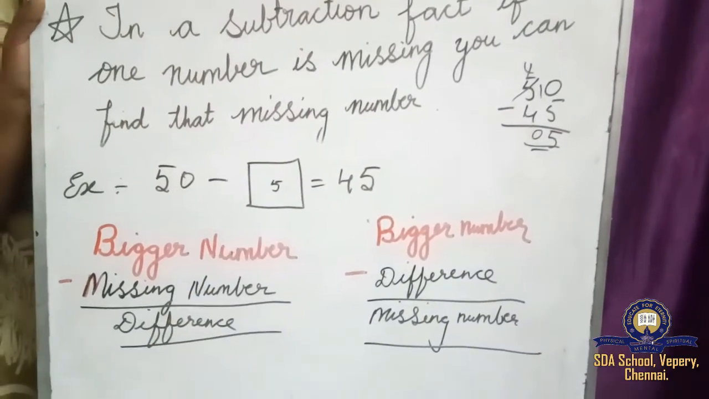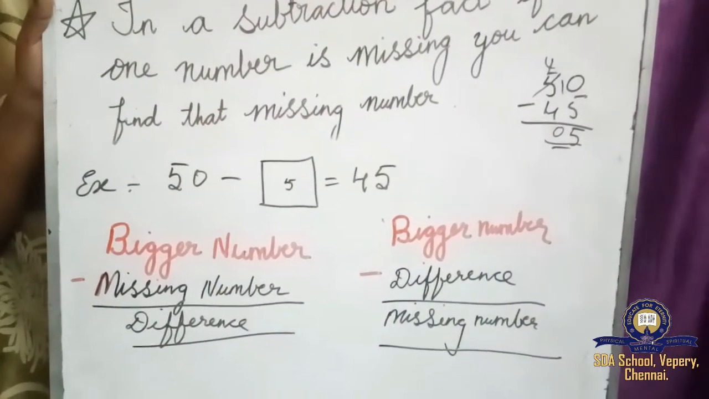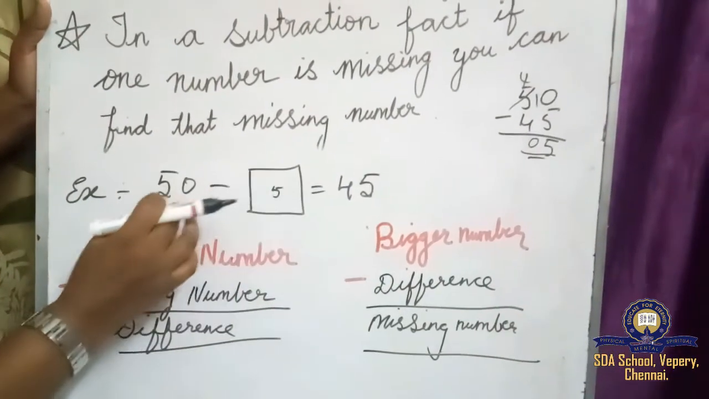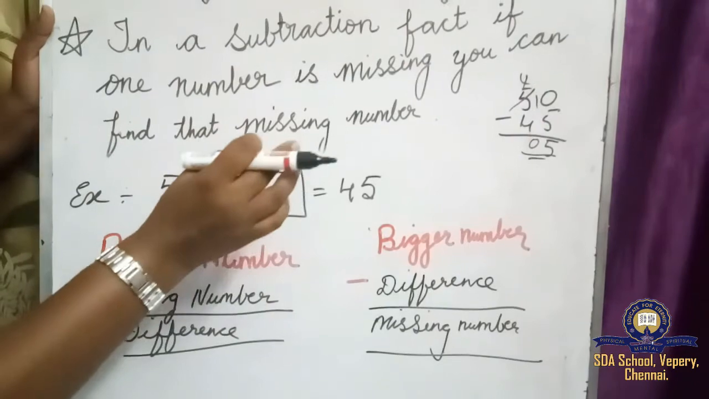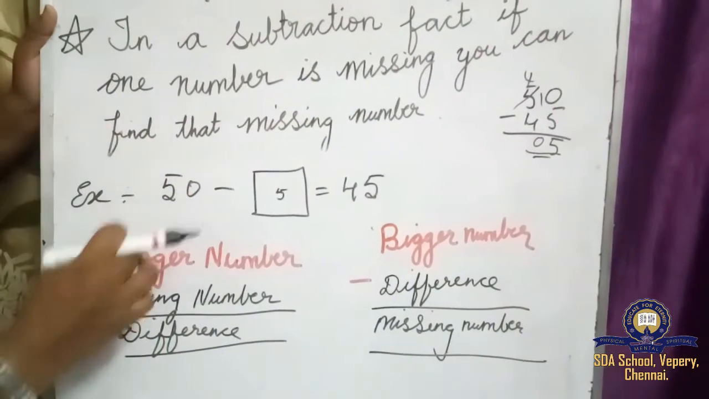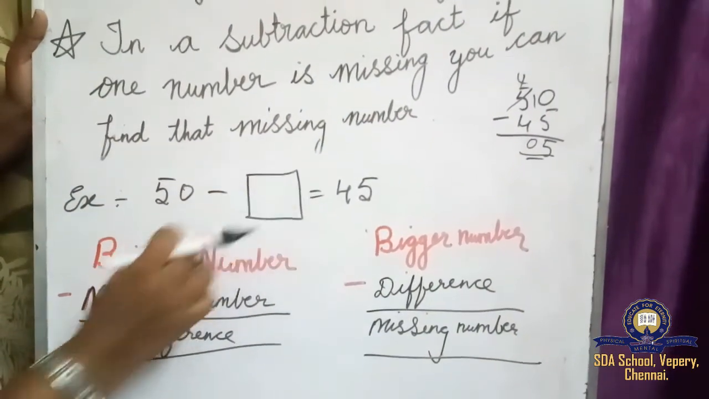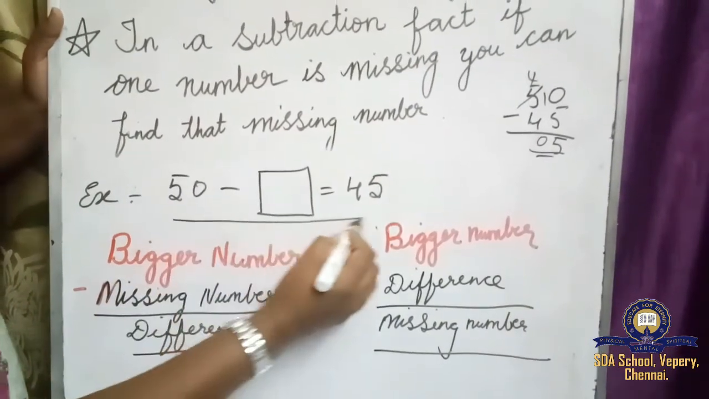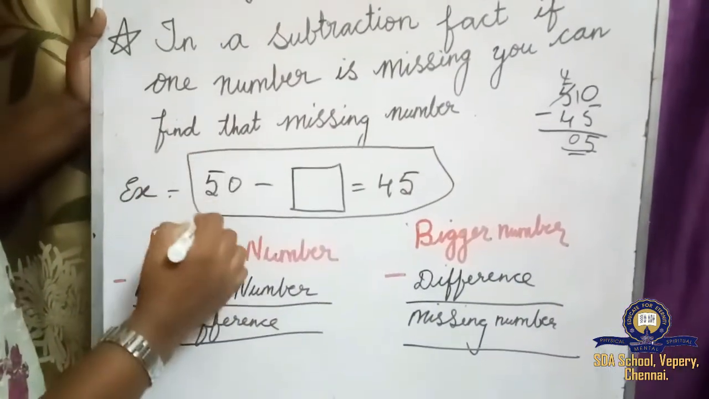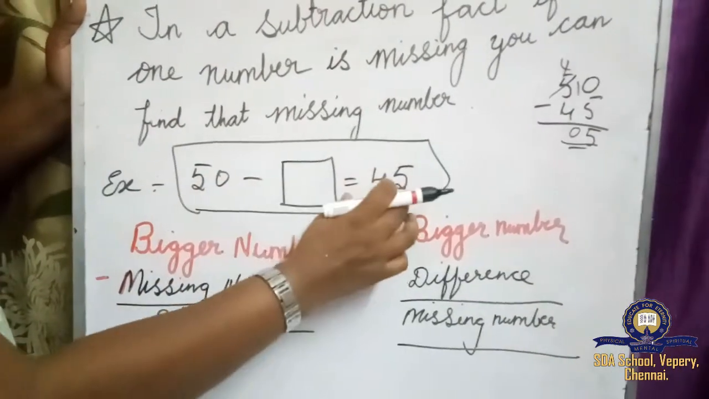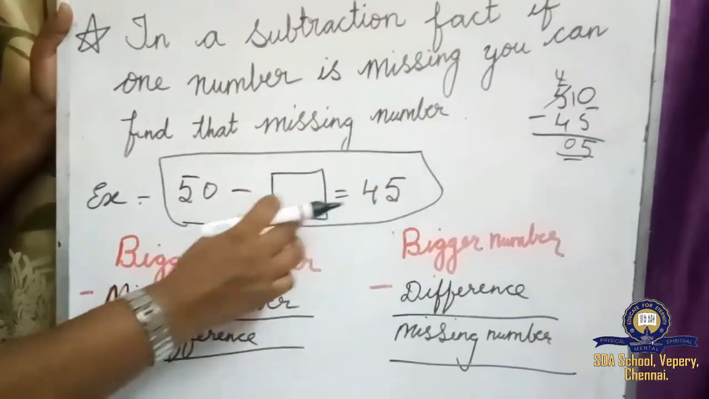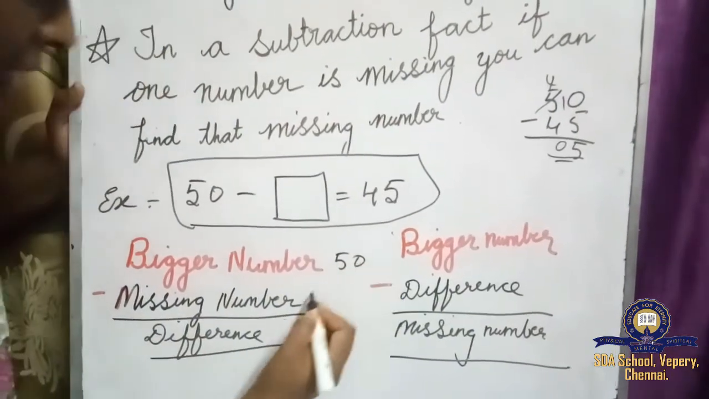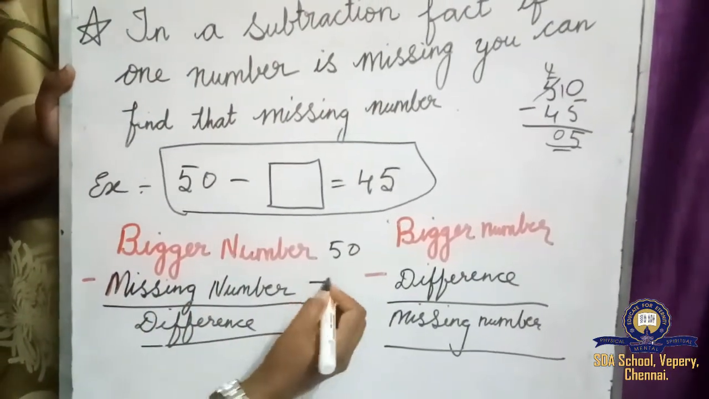But there is a method, a concept to be followed. So listen carefully. If they give big digits, it's not easy to do like this. So first, what they are giving, the bigger number. See this? Take this 1 and 2. In this, which is the bigger number? 50. So write here 50 minus the missing number.